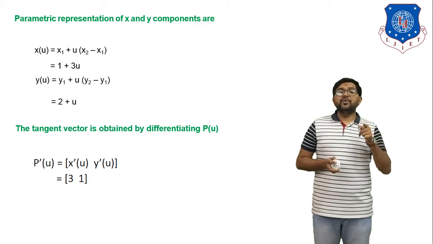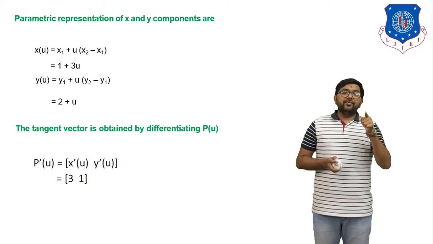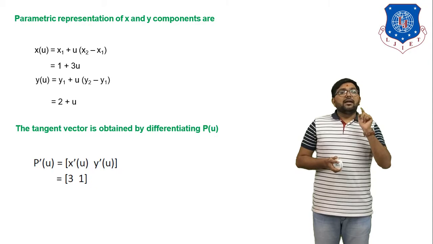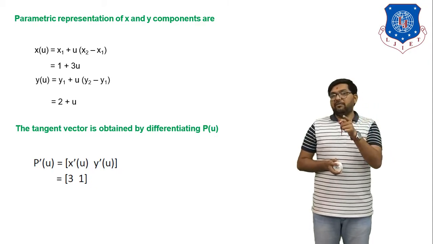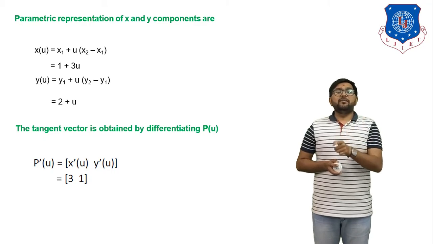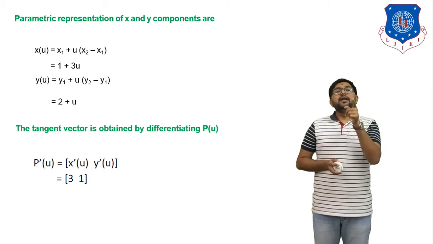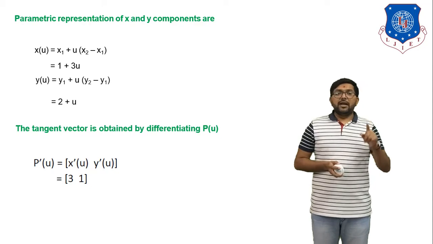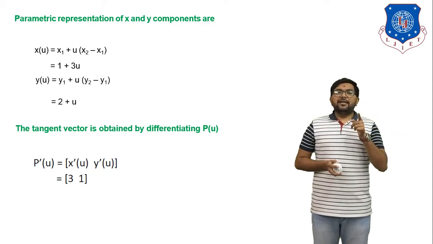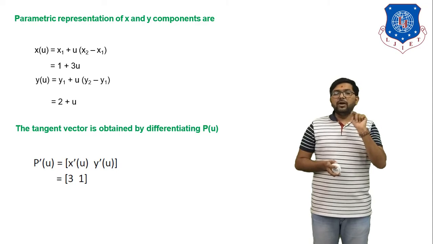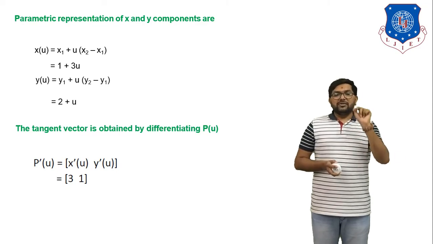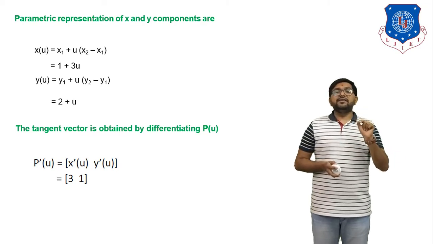So p dash of u is equal to x dash of u, y dash of u. Now you all know how to find tangent vector p2 minus p1. Clear? P2 minus p1 means the difference of x coordinates and the difference of y coordinates. So what is the difference of x coordinate? That is 3. And what is the difference of y coordinate? That is 1. So p dash of u is equal to x dash of u, y dash of u, which is equal to 3, 1. So that is the equation of the tangent vector.